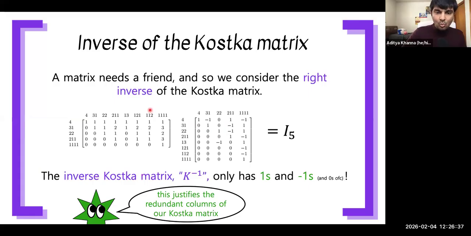And this justifies why this was a rectangular matrix in the first place. If you look at these two columns, they are just redundant. Actually, these three columns are just copies of each other, and you will see the indices are also anagrams of each other. So there is so much redundancy built into the Kostka matrix, and that is actually giving us this really nice behavior for its rectangular right inverse. And so now that we have this matrix, let's talk about how to compute it combinatorially.